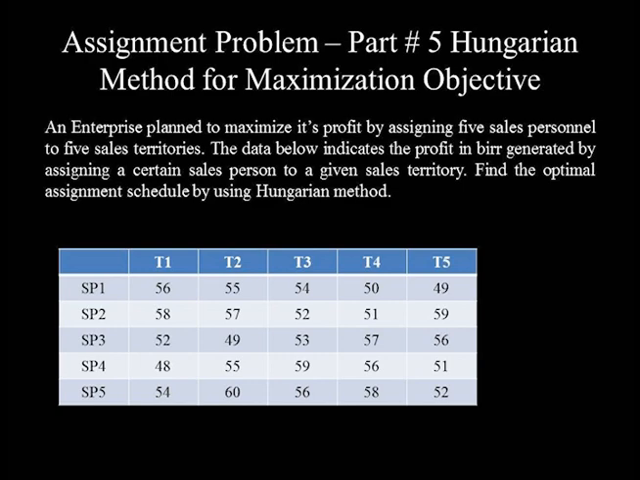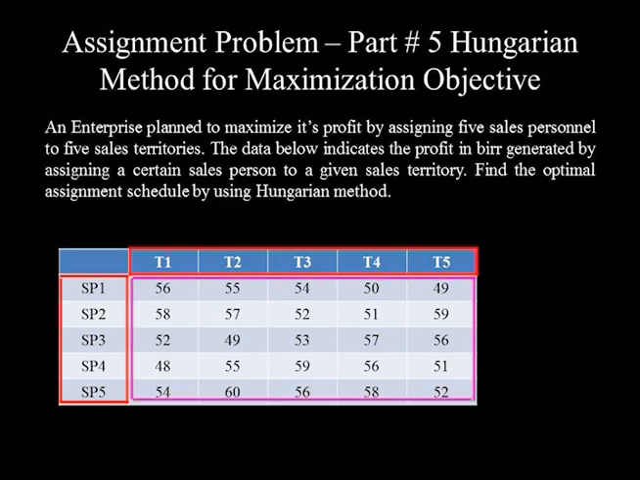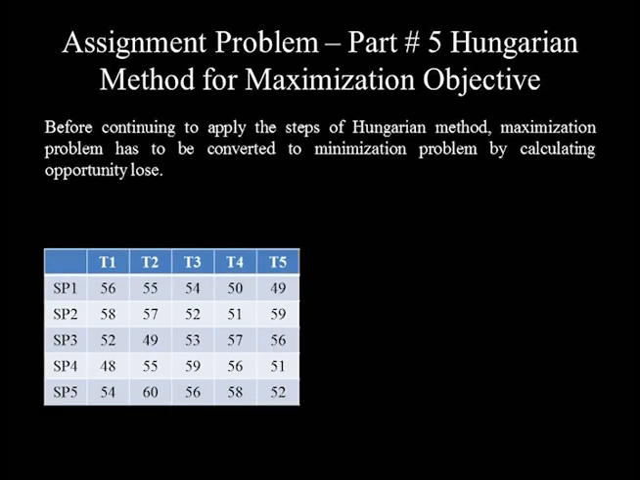In the given matrix, the rows represent the salesperson and the columns represent the territories where the salesperson is going to be assigned. The matrix entries represent the profit generated in BIR by assigning a certain salesperson to a given sales territory. As we discussed in part 1 of this installment, before applying the steps of Hungarian method, we have to convert maximization problem into minimization problem by calculating the opportunity loss.